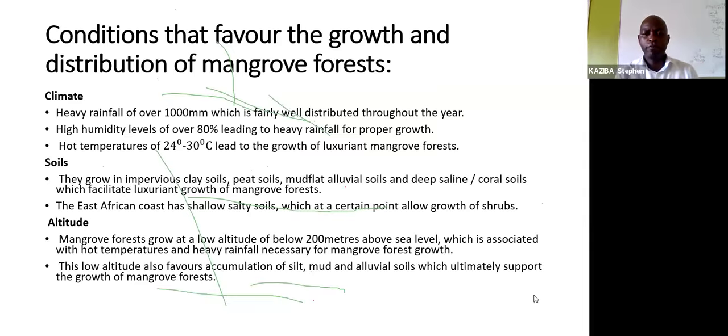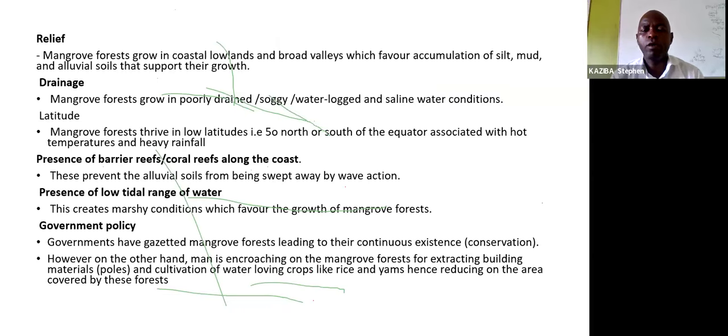So you talk about relief. Of course, they grow in the coastal lowlands and broad valleys where accumulation of silt occurs. Then drainage, they only grow in poorly drained areas, so you can only find them in soggy, waterlogged areas. Then latitude, they grow between 5 degrees north and south of the equator, because there it is associated with very hot temperatures, which favor the growth of these.